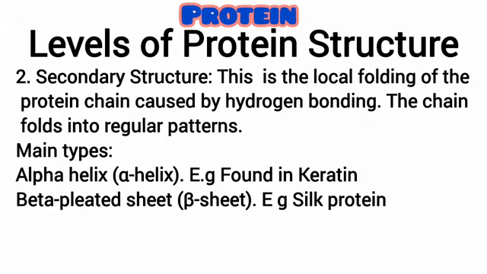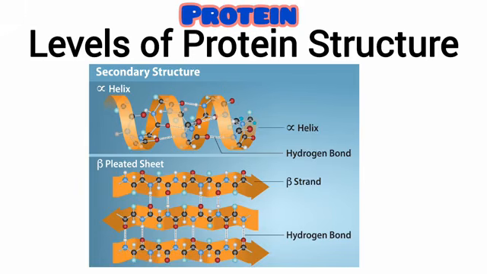The local folding of the polypeptide chain caused by hydrogen bonding is actually called the secondary structure. And this chain fold into regular patterns such as the alpha helix and the beta pleated sheet. You can see the diagram of the alpha helix and the beta pleated sheet being displayed. Now, take a look at the hydrogen bonding that is present in both structure.